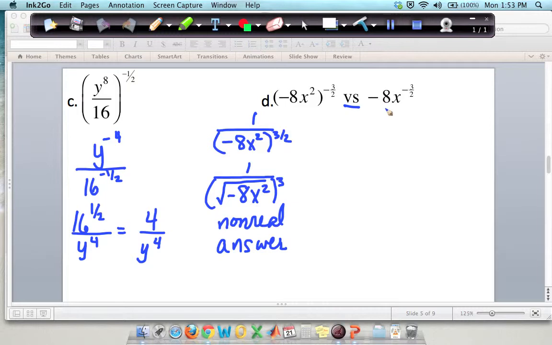Okay, so let's look at the second example. This one's different because, again, the negative 8 here is to the 1st power. It's the x only that's to the negative 3/2 power. So I can have the negative 8, and that negative can be attached to it or in front of the fraction, it doesn't matter, over x moves down and the negative 3/2 becomes positive. So two very different problems.